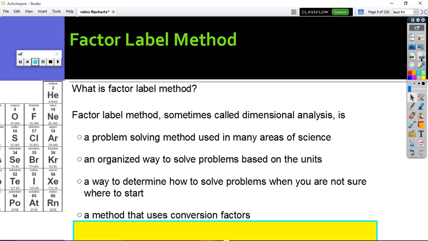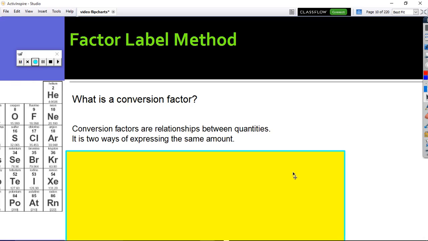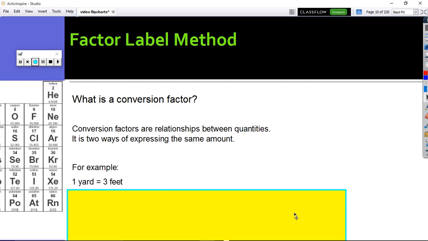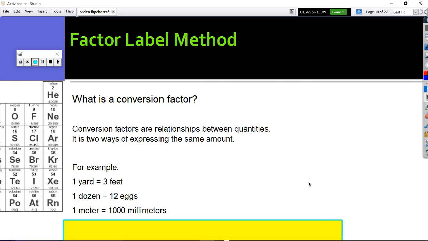Now, what's a conversion factor? A conversion factor is simply a fact. It's a relationship between quantities. It's two ways of expressing the same amount. You already know a lot of different conversion factors from prior studies. For example, 3 feet is equal to 1 yard. These are two things that are equal to each other. It's two ways of describing the same amount.